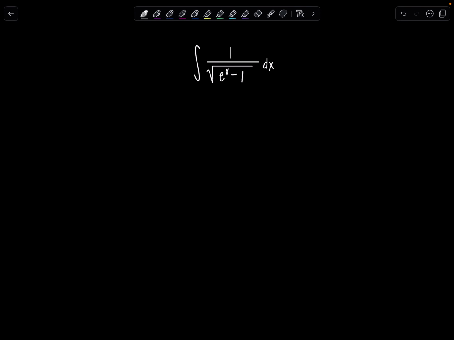Here's an integral of the day for you all to try. It's an indefinite integral of 1 over the square root of e to the x minus 1 dx. So pause the video if you want to try it on your own. Otherwise, I'm just going to jump right in.